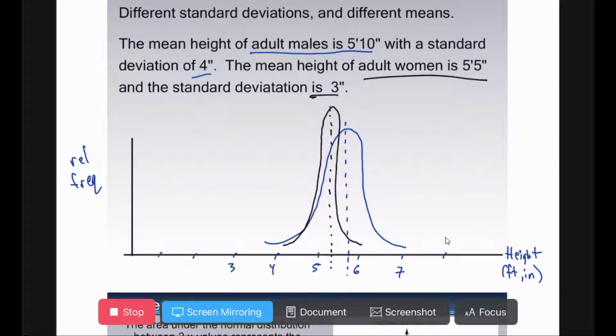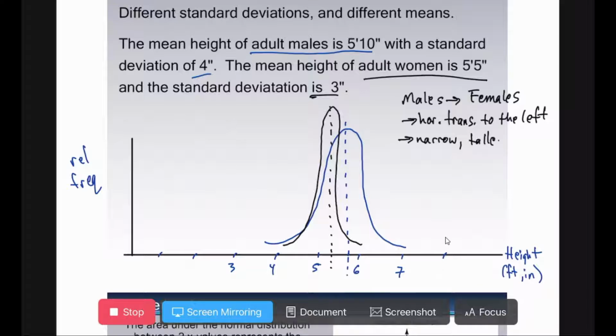So what do we notice as we go from the curve of the men? We notice that our curve shifted to the left. So, a horizontal translation to the left because of the lower mean, and our curve got narrower because of the lower standard deviation, and then taller because it still has to have the same area under the curve.